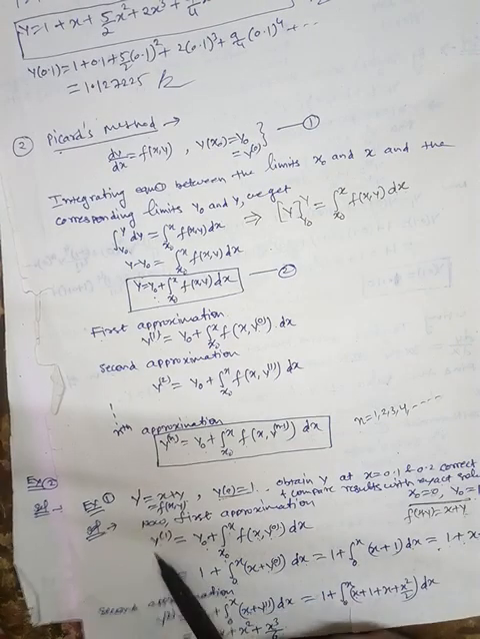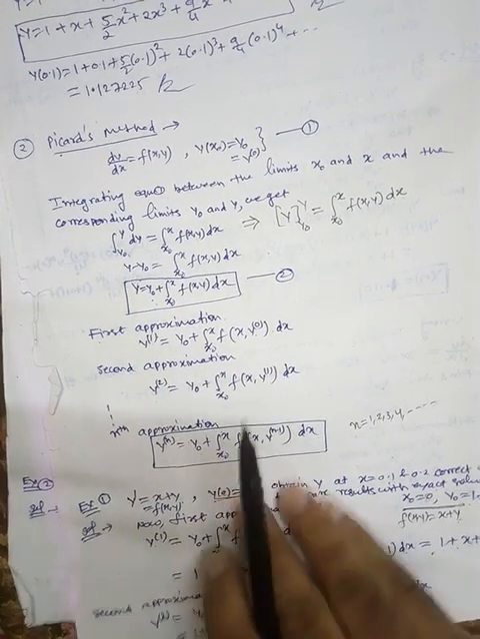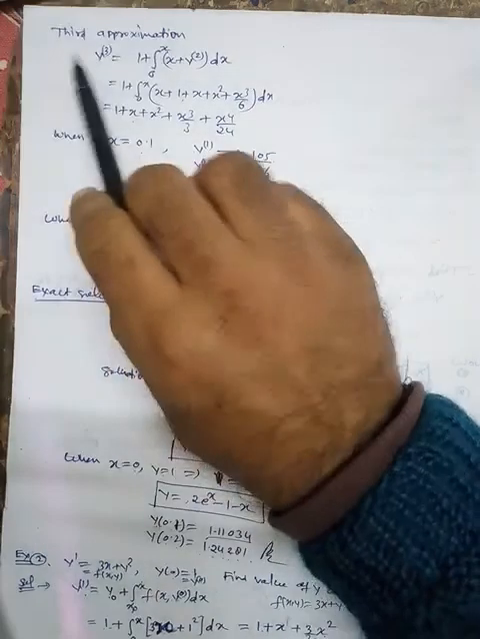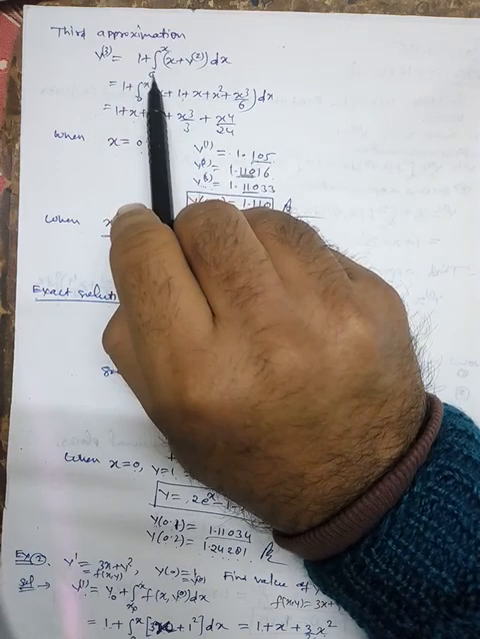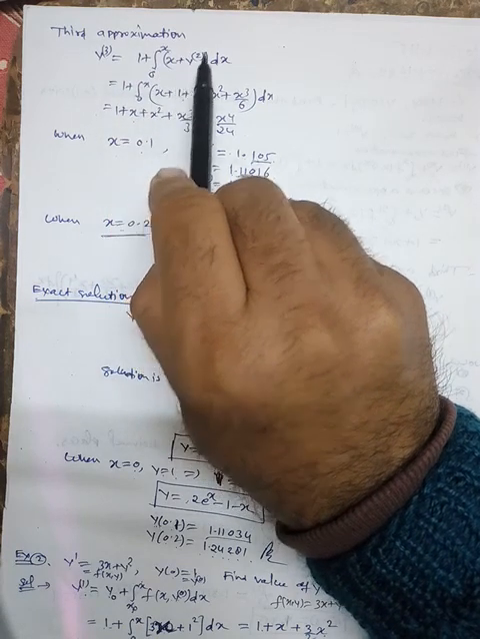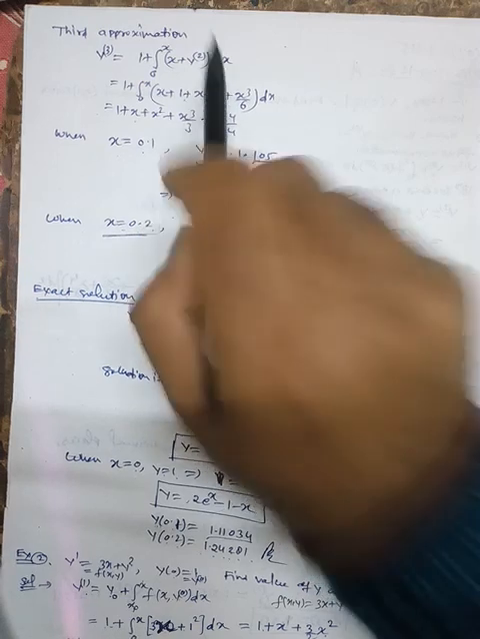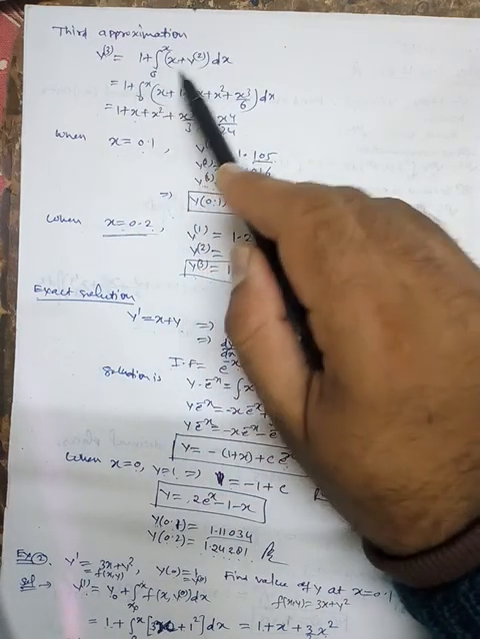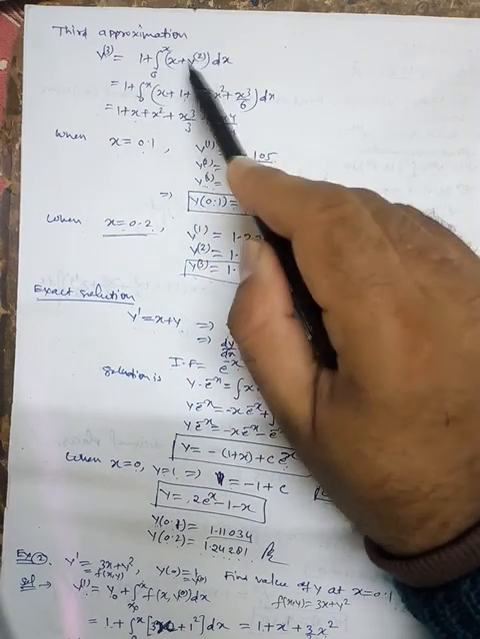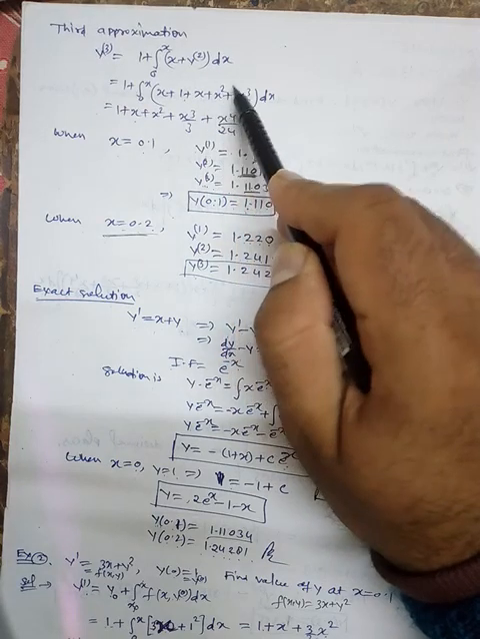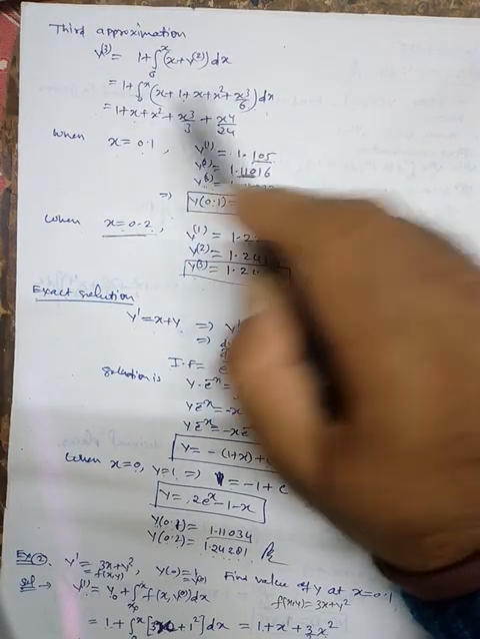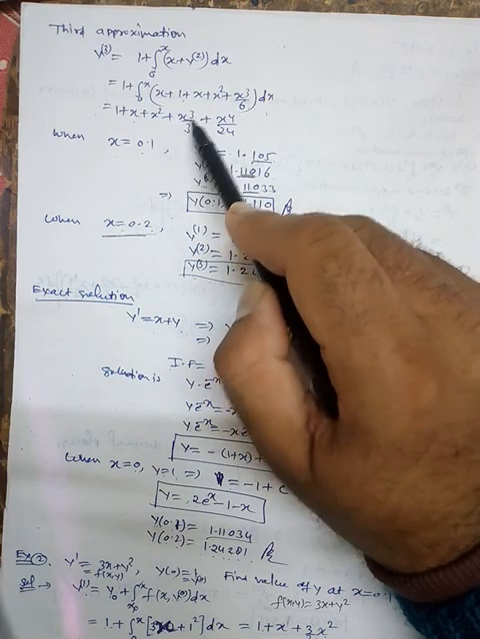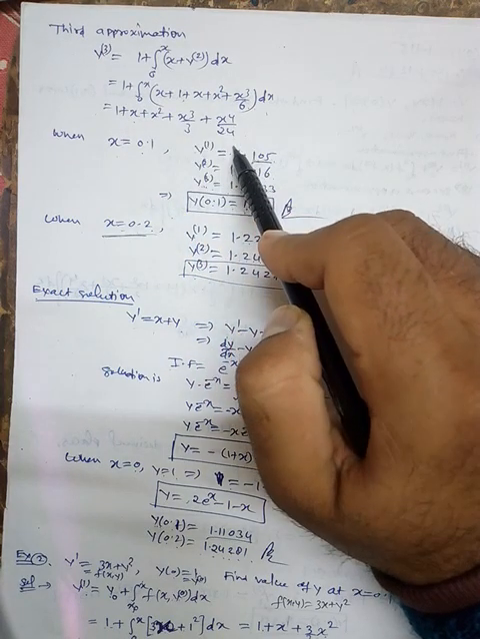So we have the first approximation and the second approximation. Similarly, we can find out the third approximation. So y3 is 1 plus the integral from 0 to x of x plus y2, the second approximated value, dx. So 1 plus the integral from 0 to x of x plus y2, which we have already evaluated as 1 plus x square plus x cube by 6, dx. Integrate and substitute the limit. So we get 1 plus x square plus x cube by 3 plus x4 by 24.